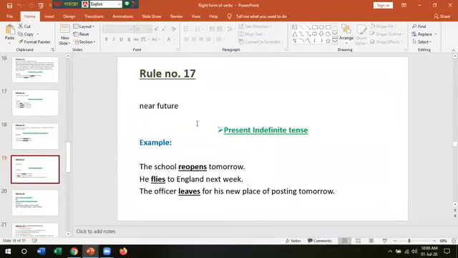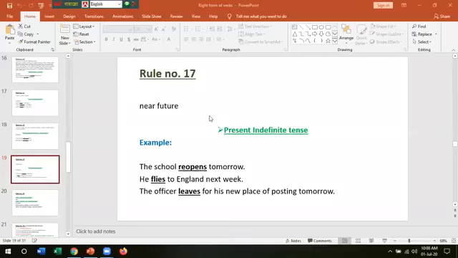Then rule number 17. If it is near future, then we will use present indefinite tense. Remember one thing, my dear boys, it can be done using future indefinite tense also. Like, the school reopens tomorrow. It is near future. Today and the next day is tomorrow. So we can use present indefinite tense, that is, the school reopens tomorrow, or the school will reopen tomorrow.